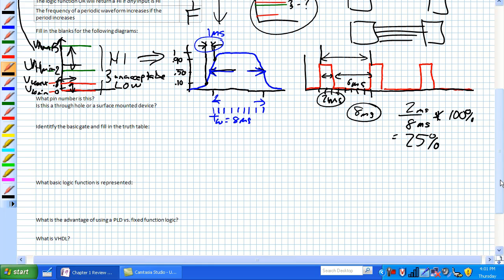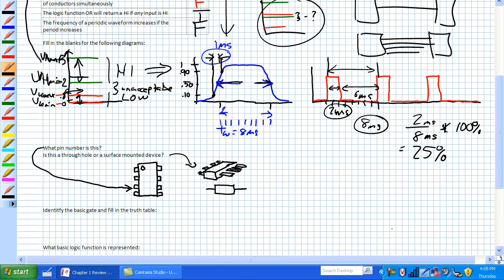Alright, let's go down to this next one here. Oh, geez, let's make some space here. There you go. Okay, so it's asking, what pin number is this? We're looking at our device from the top, and it's got this funny little notch in it. Well, that's pin 1, and just go counterclockwise. So 1, 2, 3, we're at pin 3. The rest are 4, 5, 6, 7, 8.